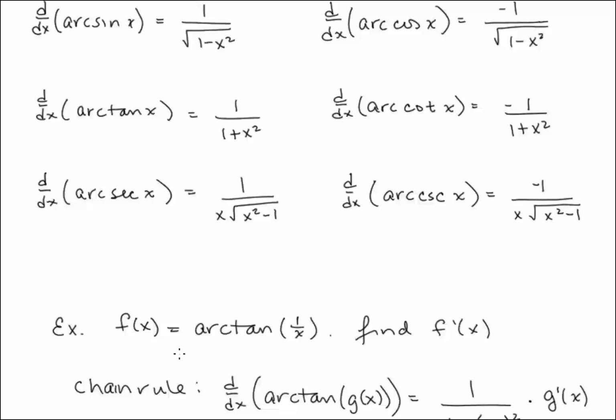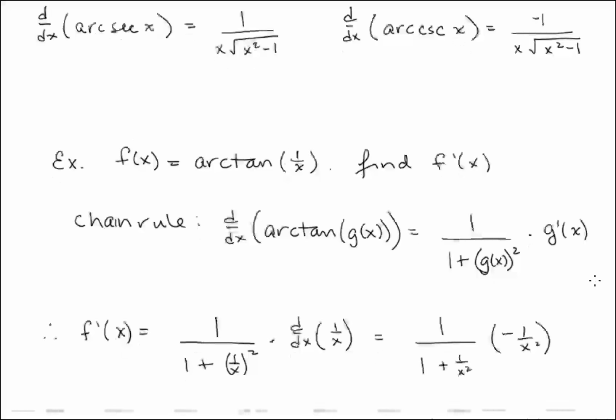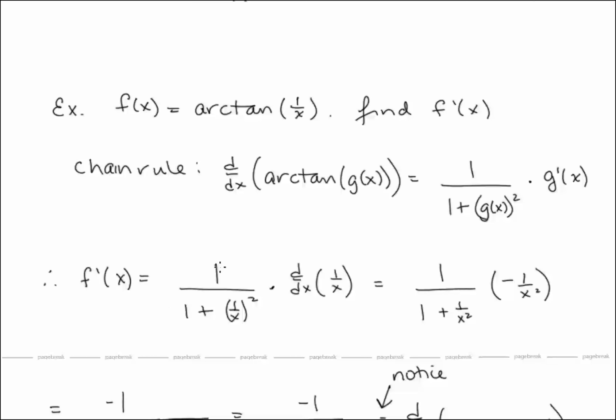Here we want to find the derivative of arctan of 1 over x. So we're going to have to use the chain rule here. Now we know the derivative of arctan x is 1 over 1 plus x squared. So the derivative of arctan of g of x is going to be 1 over 1 plus g of x quantity squared multiplied by g prime of x. So here f prime is going to be 1 over 1 plus 1 over x quantity squared multiplied by the derivative of 1 over x. So that's 1 over 1 plus 1 over x squared.